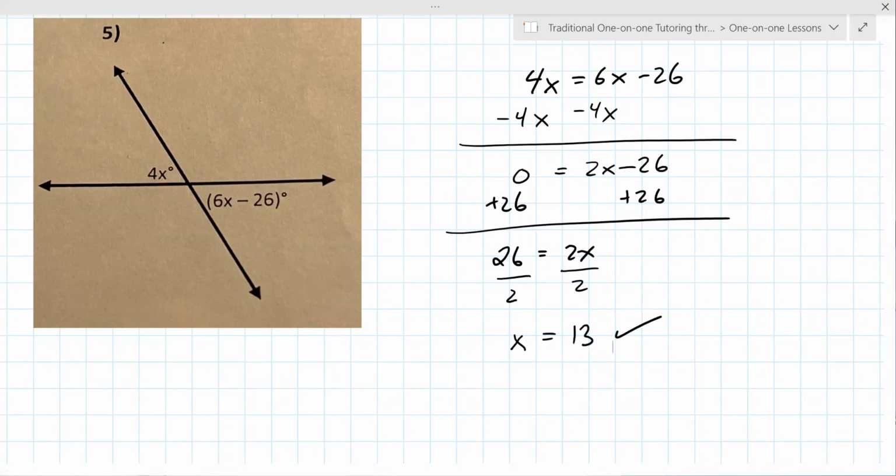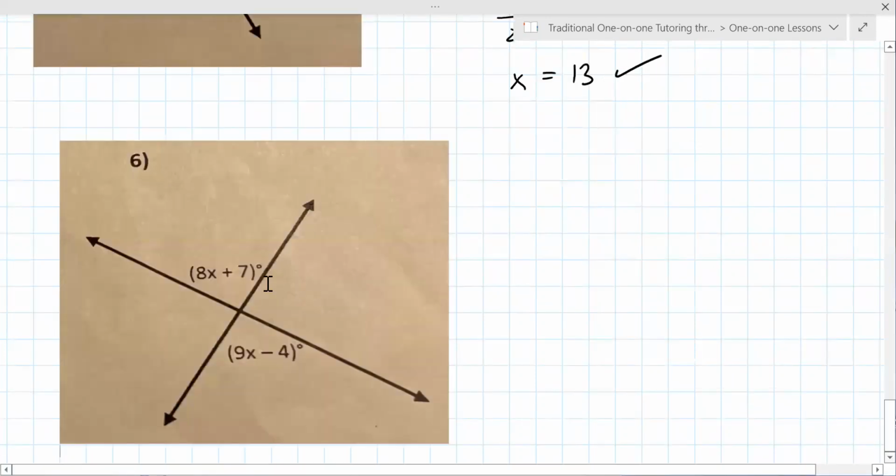All right, very good. We're at our last problem of the day. If we get it done quickly, we're all done. That's what they call the carrot: if we can get through the last problem here, you're all done for the day. It's exactly the same as the previous problems. So what are you going to do to these two expressions? Set them equal. 8x plus 7 equals 9x minus 4.